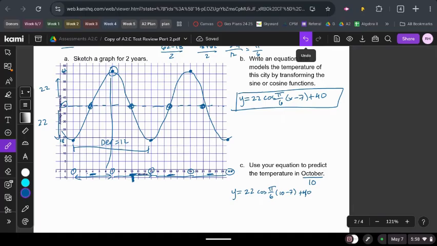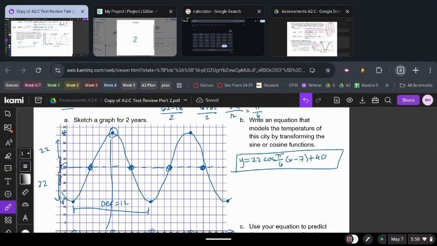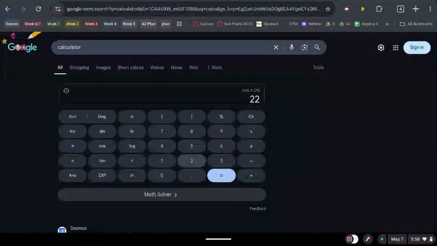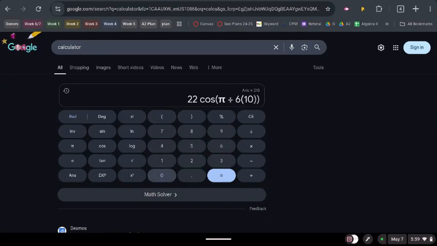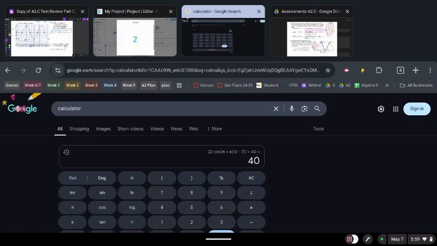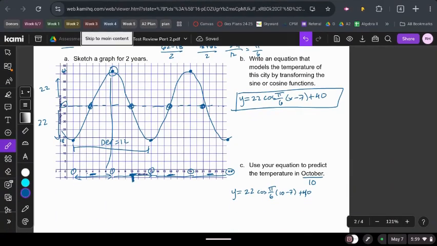But in this case, we're going to be typing in the 22, pi over 6, 10 minus 7, and plus 40. Let's see if I got that one right. And so it got me 40. So yeah, that would be equal to 40.